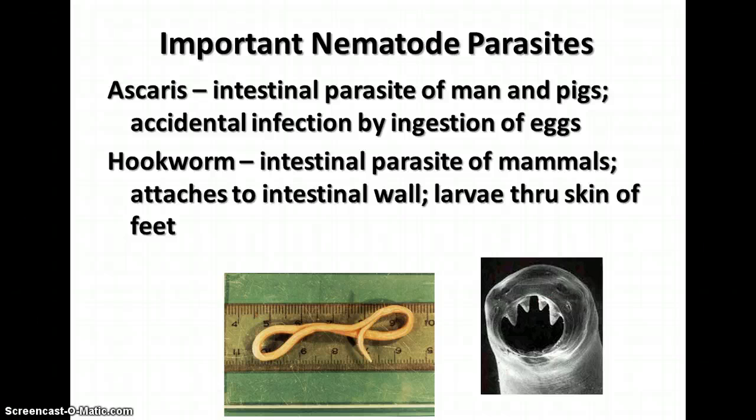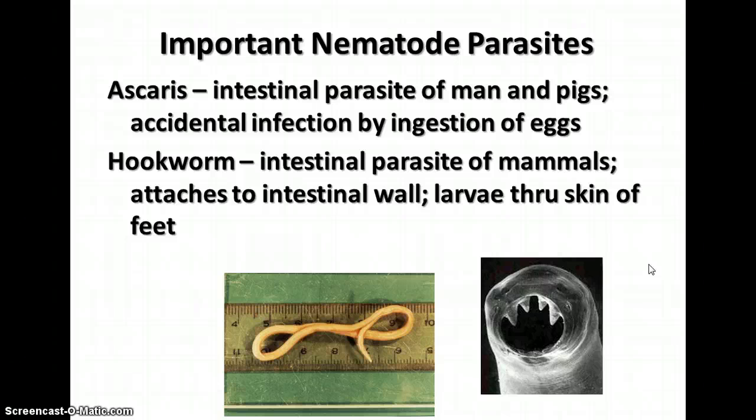Ones that you may have heard of or may encounter are the ascaris, which is an intestinal parasite of pigs and man, and I think you also find ascaris in sheep and goats and cattle. Other kinds of parasites include hookworms, which can parasitize mammals of various kinds. They have this nasty looking mouth with these hooks that kind of burrow into the intestinal wall. And things like heartworms and other kinds of worms that your animals might have.